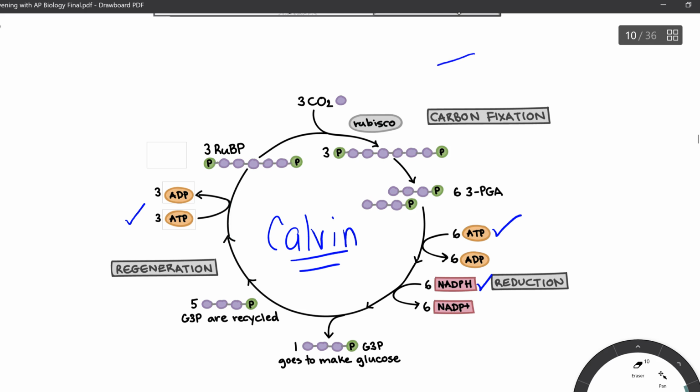Probably the most important enzyme on the planet is that one right there. It's called rubisco, and that's what's going to allow this carbon dioxide to enter the Calvin cycle and be incorporated into these sugars, if you will. It happens in what's known as the carbon fixation phase. Then we're going to do a little reduction, and that comes from the electrons. And we have to regenerate our ribulose bisphosphate. Again, that's this right over here. Each time you go through the cycle, you will release 1 G3P, which will eventually go on to make glucose.